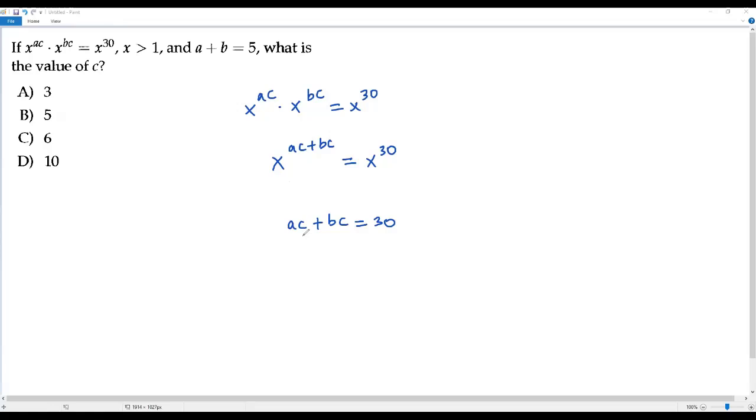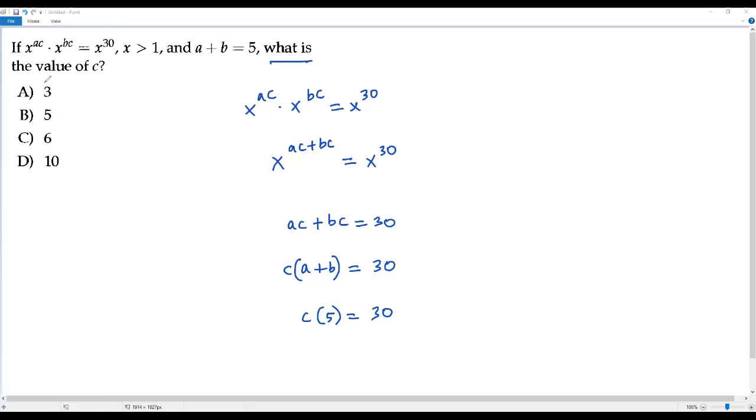That is, both the terms contain C. So now what we can do is we can factor C out. When C is factored out, we are left with A in the first term, positive B in the second term. Then we get A positive B inside the parenthesis equals 30. Here we have the value of A positive B that is given in the question, that is 5. We can plug in 5 for this A positive B. Then we get C times 5 equals 30.